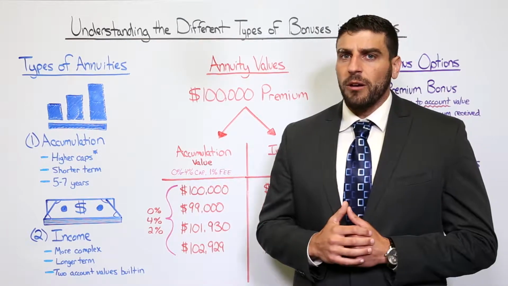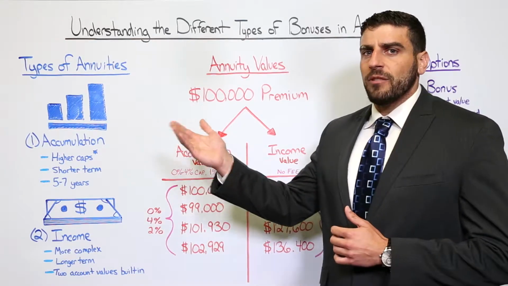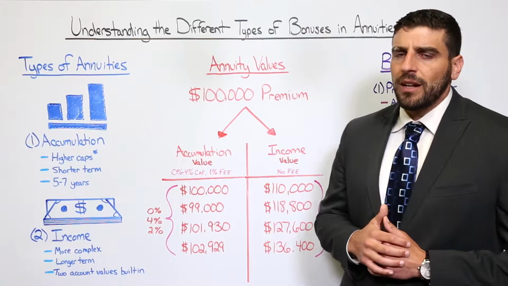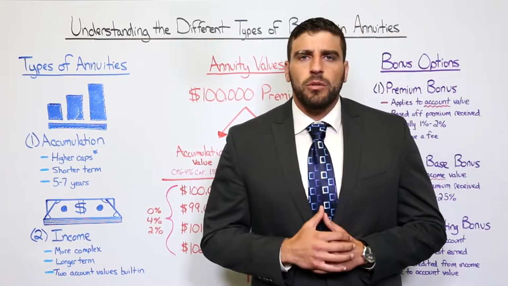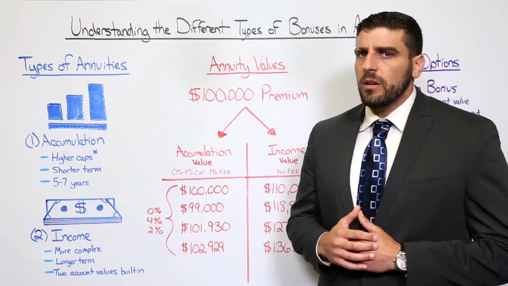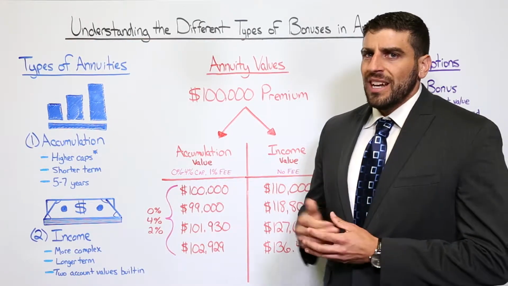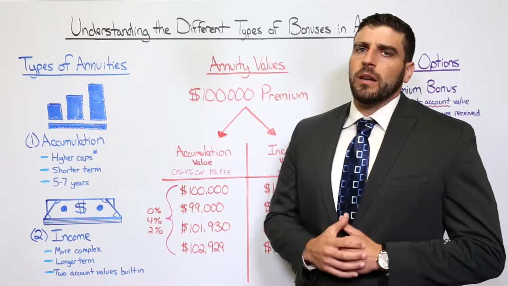So today we're going to start with the different types of annuities, then we're going to break down the different annuity values, and finally we're going to look at the different types of bonuses available inside those annuities. So most likely you're looking at 2 different types of annuities already, either an accumulation annuity or an income annuity.